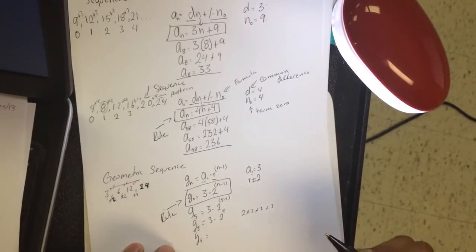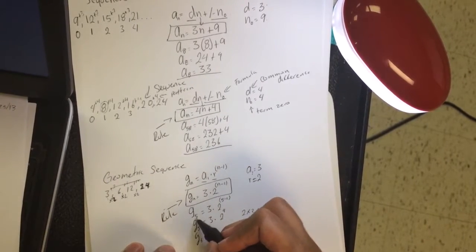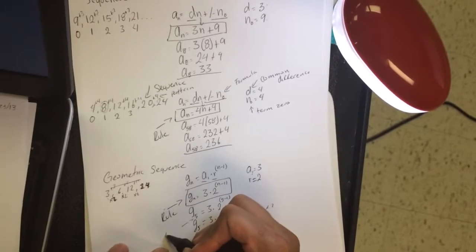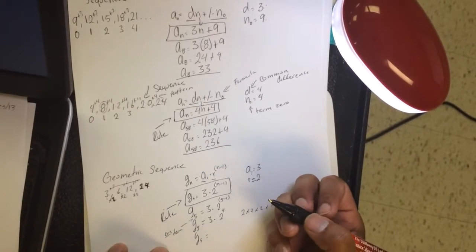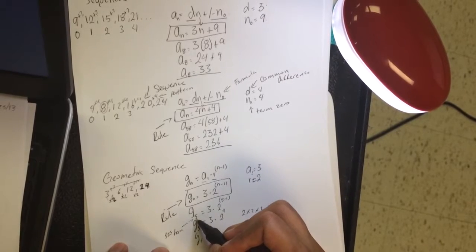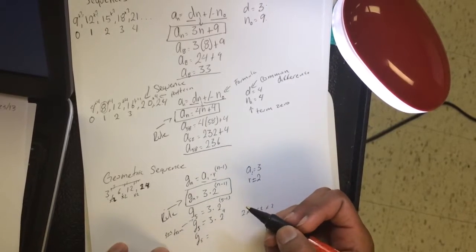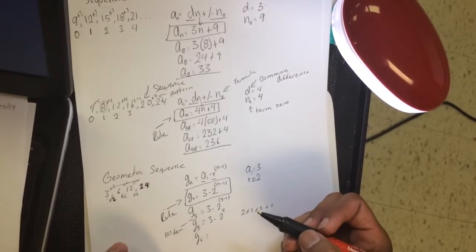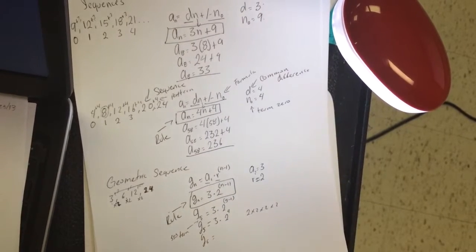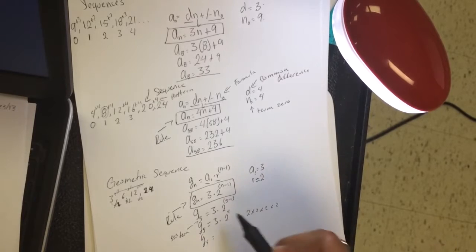Now I asked you to find the 5th term. All you do is substitute 5 wherever you see n. And you only see n up here, right? So that's where you put it. Once you have that, you start working it out like PEMDAS. So first you subtract 1 from 5, and you end up with 4.